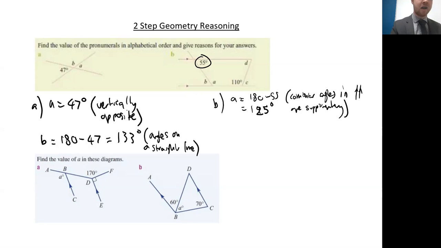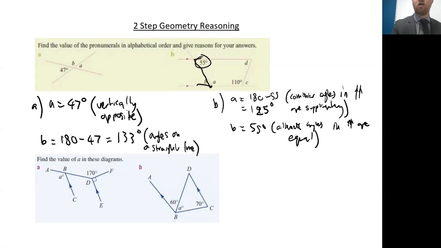Okay, we can then find B. There are actually a few ways we can find B. The way I'm going to do it is we can see here there's a Z shape and we have parallel lines. So I'm going to say B equals 55 degrees. And again, my reason is alternate angles in parallel lines are equal. That gets me my letter B.